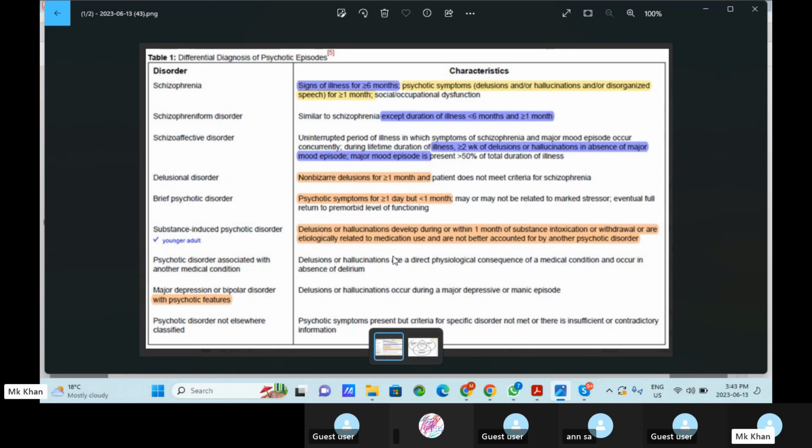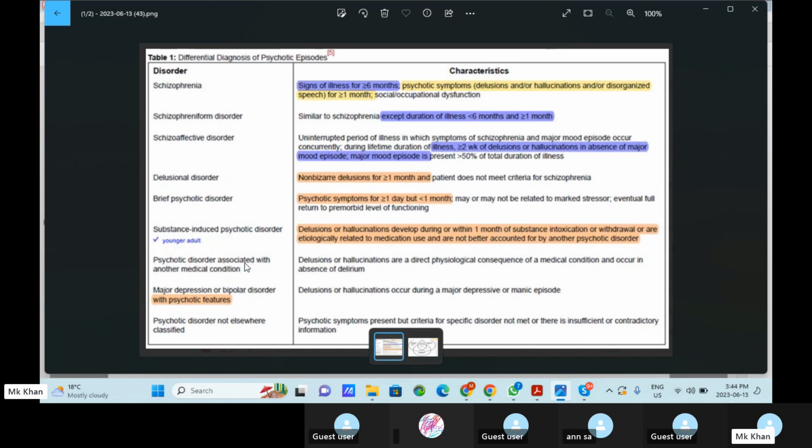And then substance use: delusion or hallucinations develop during or within 1 month of substance intoxication or withdrawal, and etiology related to medication use, not better accounted by another psychotic disorder. So basically, there will be a history of substance use or misuse or withdrawal or something like that, and then it is in younger adults.